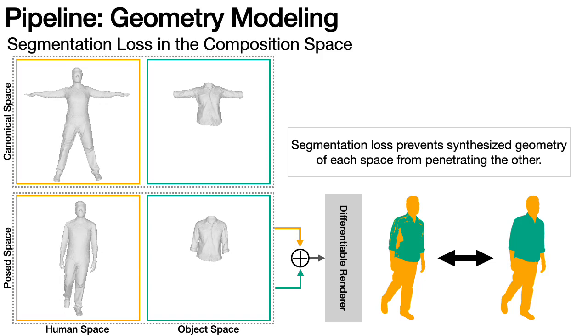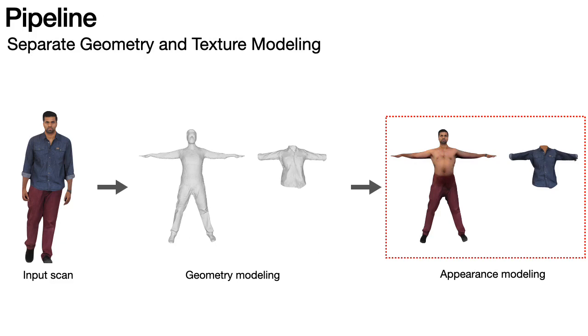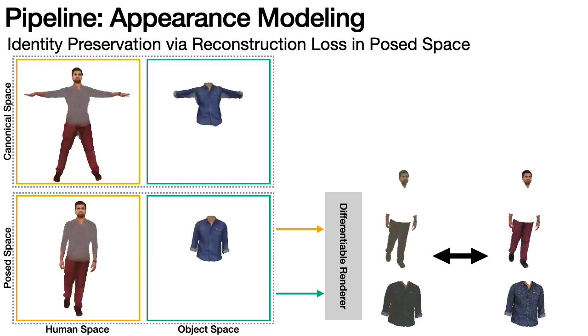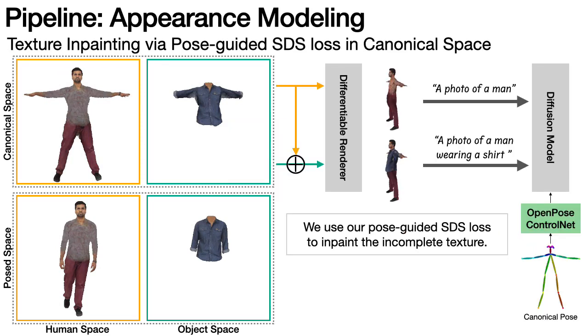We further regularize the geometry of the decomposed human and object with a segmentation loss, in order to prevent the synthesized geometry of each space from penetrating the other. After modeling the canonical geometry of the human and object, we now model the appearance. Similar to the reconstruction part of geometry modeling, we utilize the image reconstruction loss for each space using 3D segmentation to preserve the visible parts. To in-paint the appearance of the incomplete regions, we similarly exploit our pose-guided SDS loss in the canonical space.